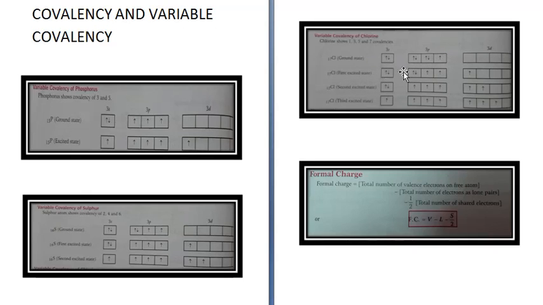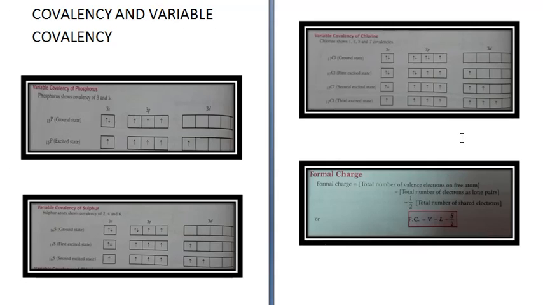First excited state, it shows a covalency of 3. Then second excited state, there are 5 unpaired electrons, so 5. And in the third excited state, there are 7 unpaired electrons, so 7. Now the formal charge.